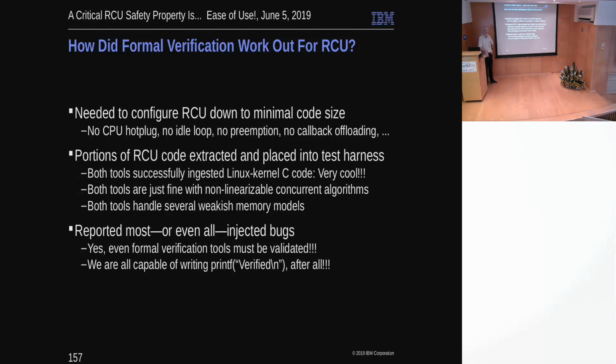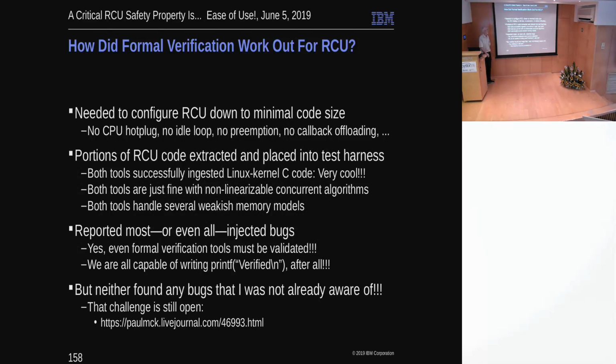And, you know, if you tell me, Paul, I just proved your code correct, I'm saying, yeah, sure you did. There's a Git tree over there. It's got branches. Try it on those and tell me what you find. And if you find all the bugs, I might believe you, maybe. And they did find the injected bugs, which is cool. You know, even formal verification tools need to be validated.